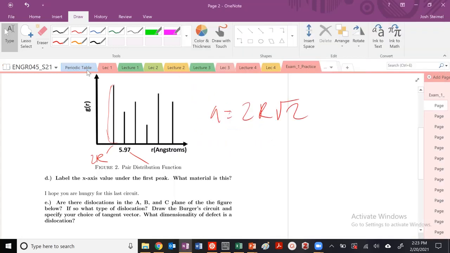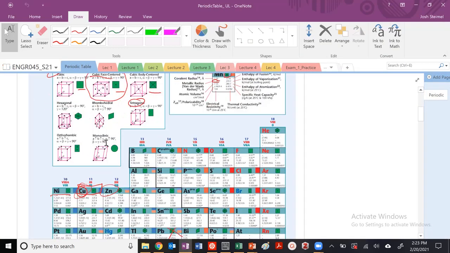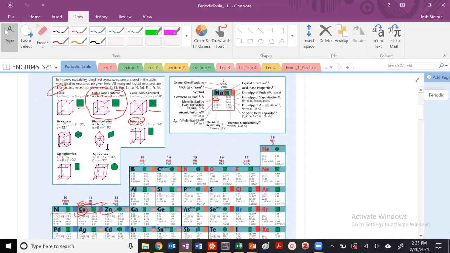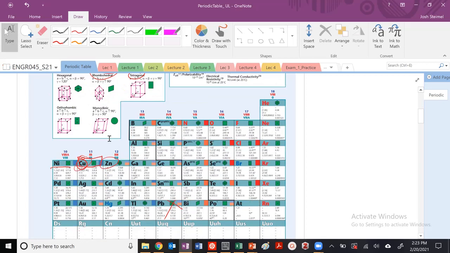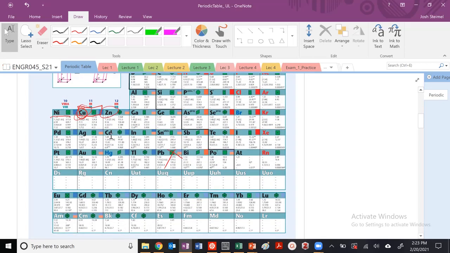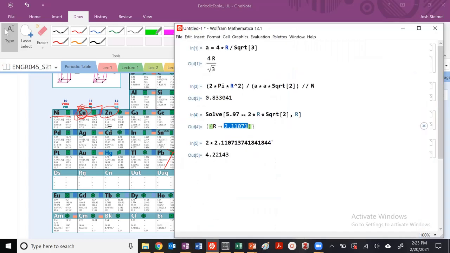So let's go to our periodic table, which we'll need for this exam. So we need an FCC material. So we need something like this, this type of structure, and that has a metallic radius of 2.11. Or where is our metallic radius? 2.11. So let's see, do we see anything that matches?